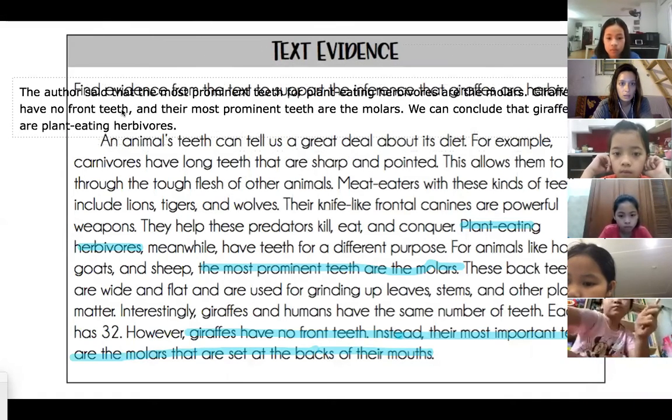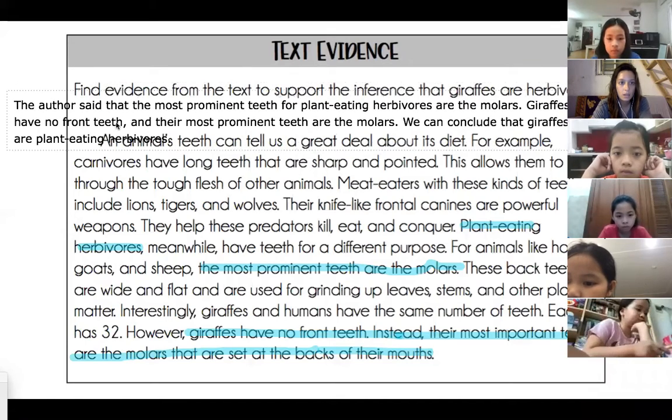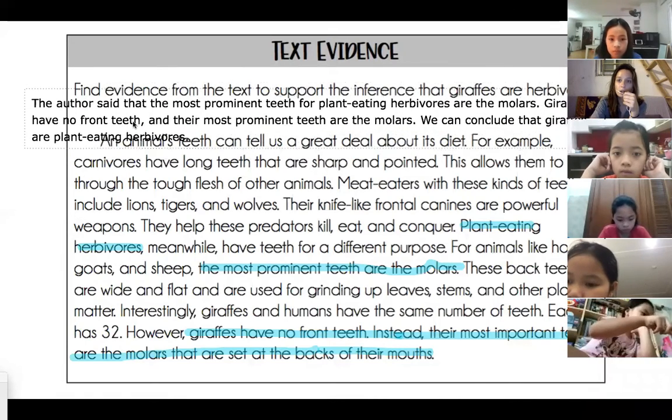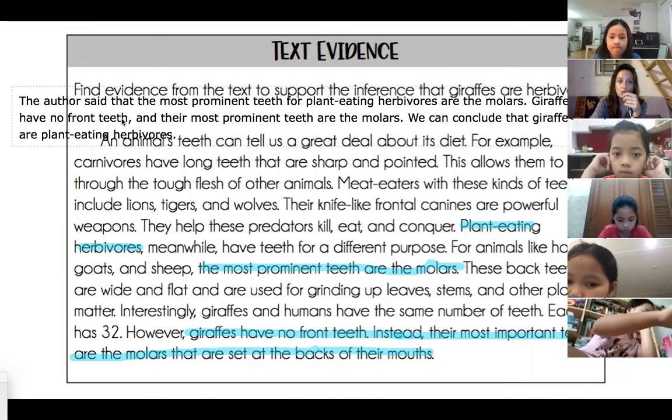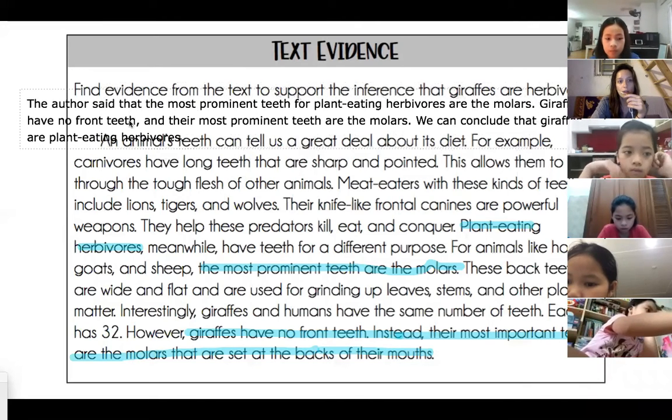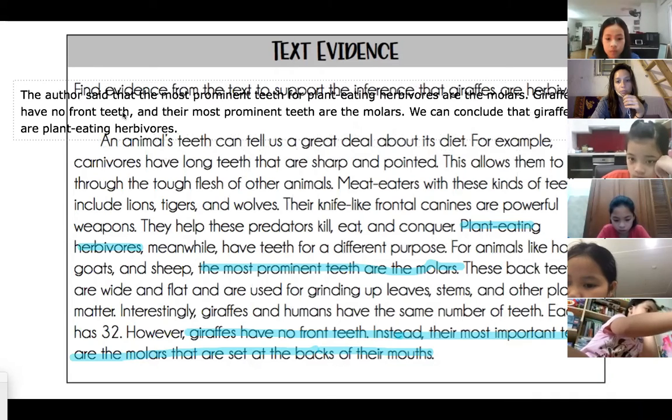All right, so we can conclude. So the author said the most prominent teeth for plant-eating herbivores are the molars. Giraffes have no front teeth, and their most prominent teeth are the molars. We can conclude that giraffes are plant-eating herbivores. Just like that. Easy enough, right?